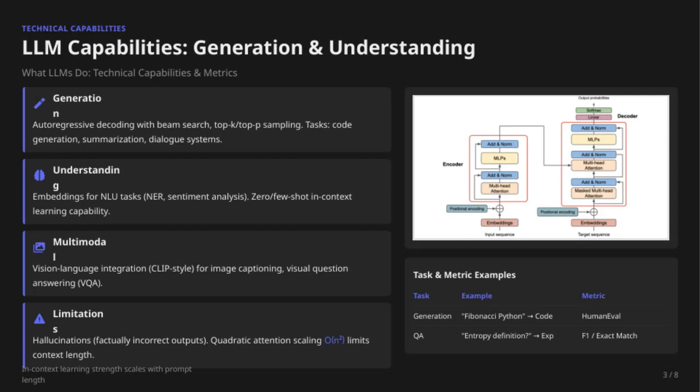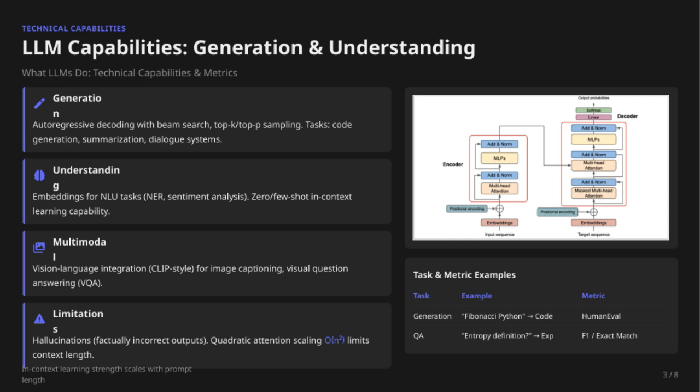Now, let's look at how in-context learning's strength actually scales with prompt length. As we increase the amount of context we provide, models tend to perform better across different tasks. For example, in generation tasks like writing code, if we give a prompt such as Fibonacci Python, the model can generate the corresponding code, and we evaluate its accuracy using metrics like HumanEval.